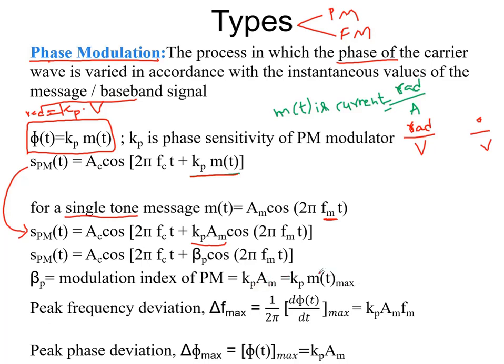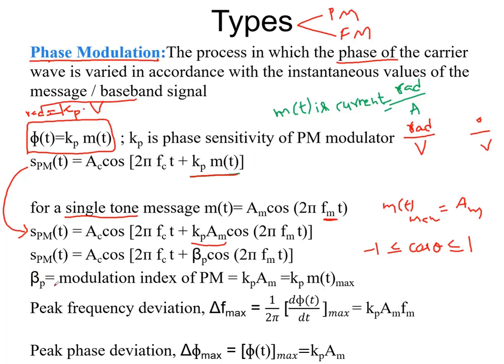For a single tone, you know the maximum value of m of t here. The maximum of m of t is how much? That is Am. Why? Because you know the range for cos theta. Cos theta is always lying in between what values? The range is from -1 to +1. Obviously then Am cos 2 pi fmt range will be from -Am to +Am. That's why here the maximum value of message is Am, so kp times Am is called the modulation index of phase modulation.